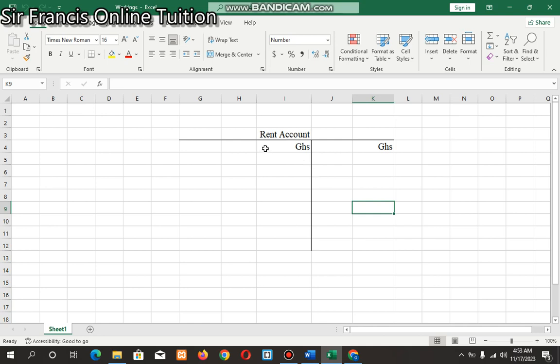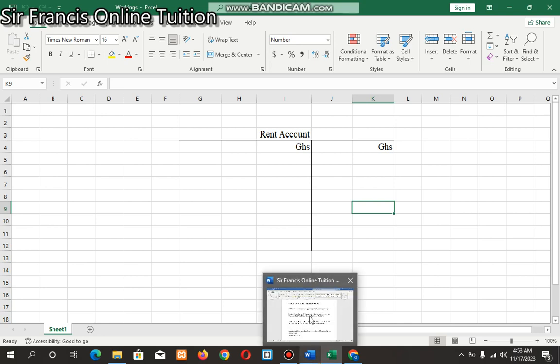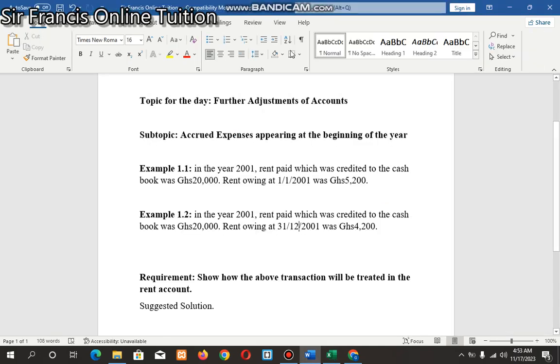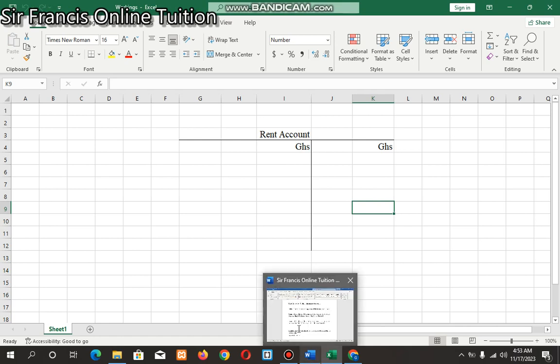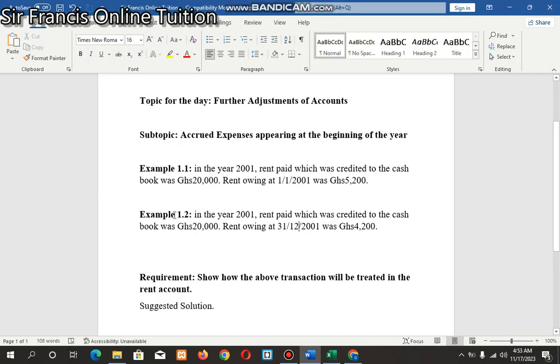We have the two sides. Here is the debit side and here is the credit side of an account. Don't forget to indicate the currency that you are dealing with. The question here is in cedis, so that's why I have the cedi currency over there. So we are going to record the transaction over here in the rent account. So let's do that.